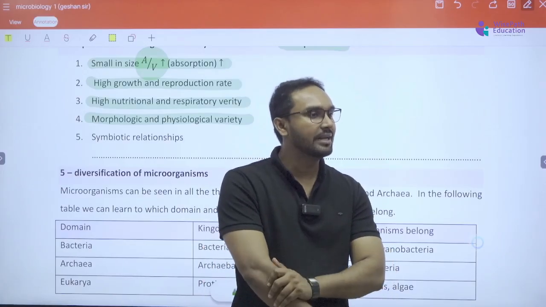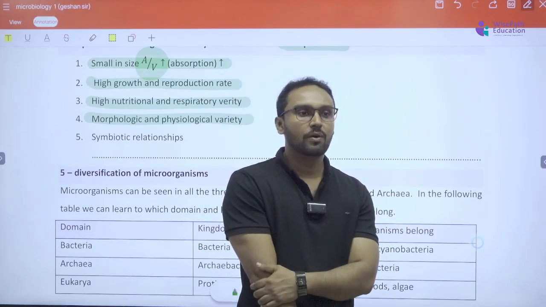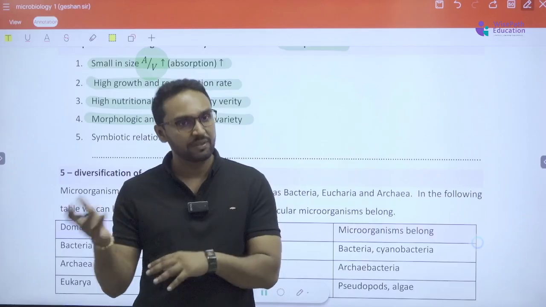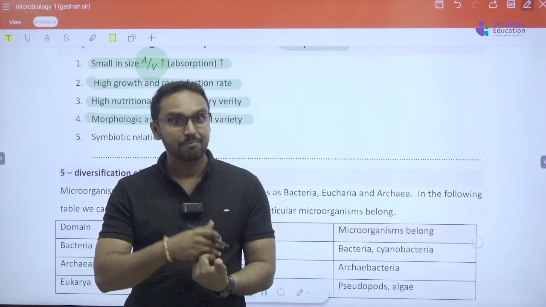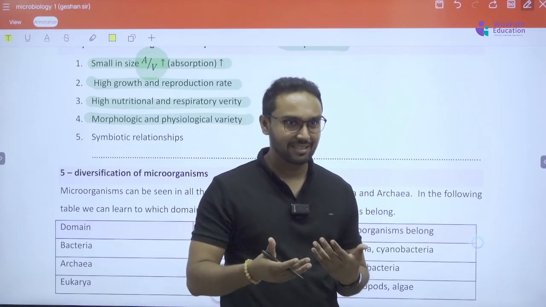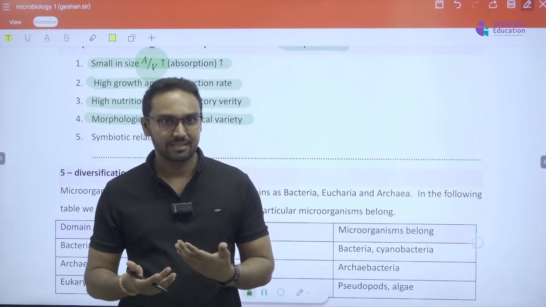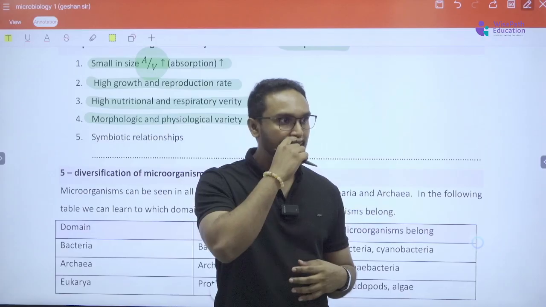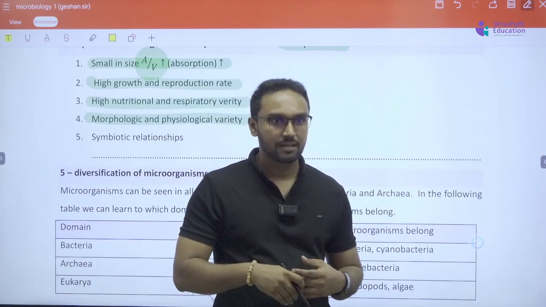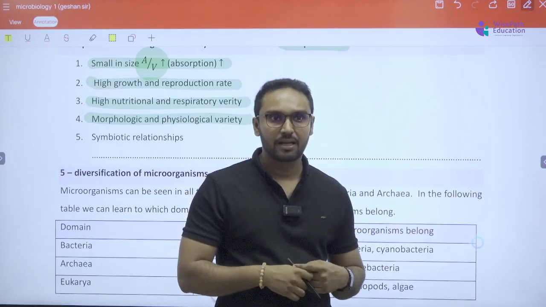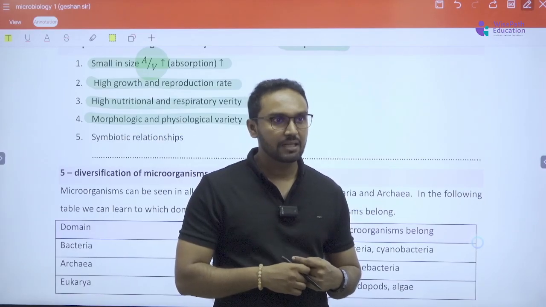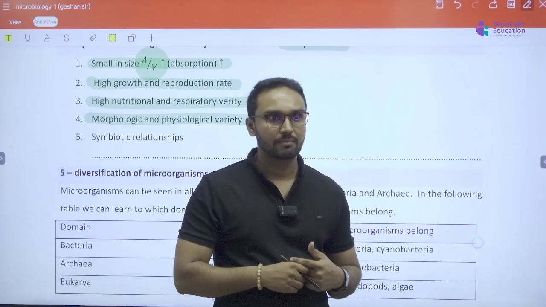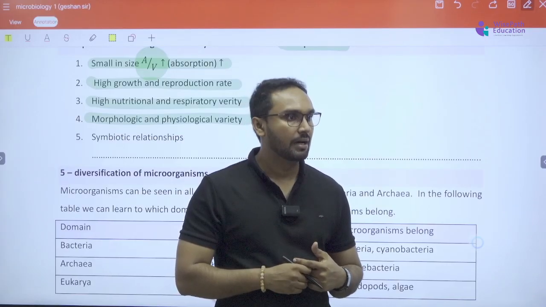So the symbiotic relationship means what? Two organisms of two different species living together, benefiting each other, is called the symbiotic relationship. And because of these symbiotic relationships, the microorganisms are surviving everywhere. They are making symbiotic relationships with the more evolved organisms, like the plants. The microorganisms are living in the plant roots.